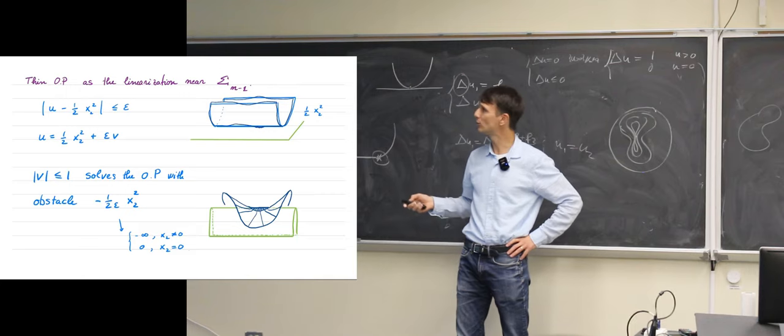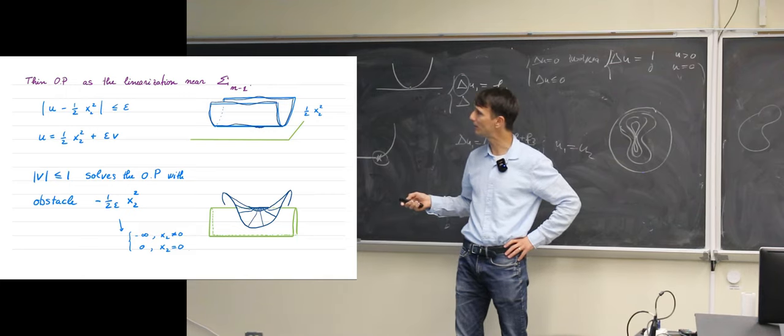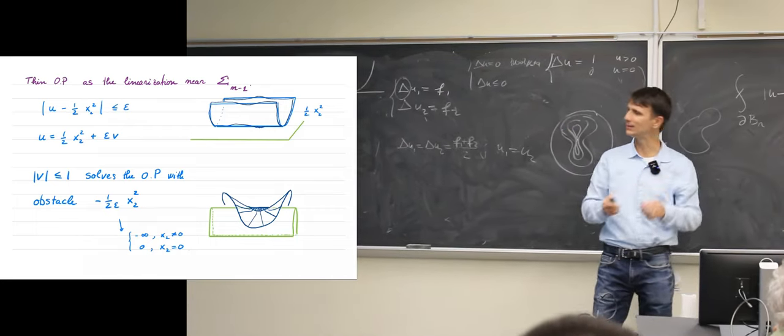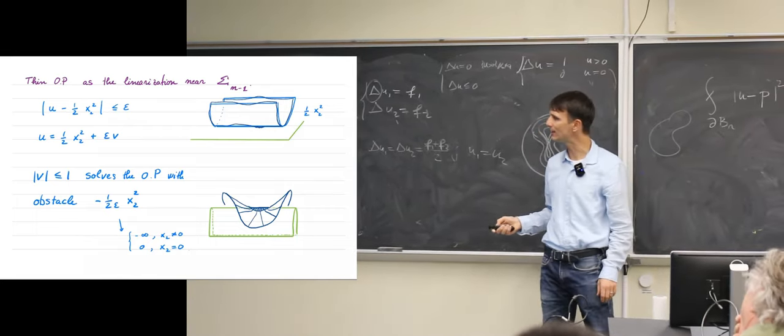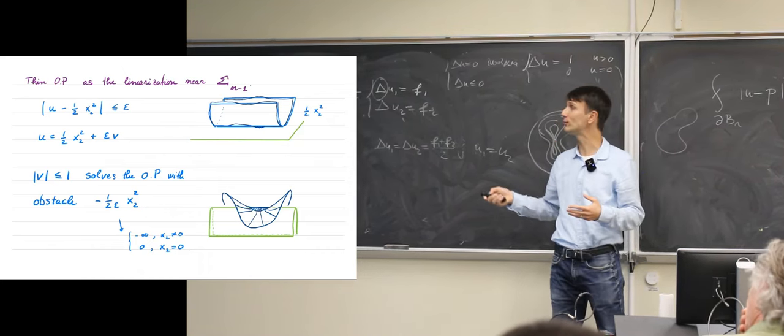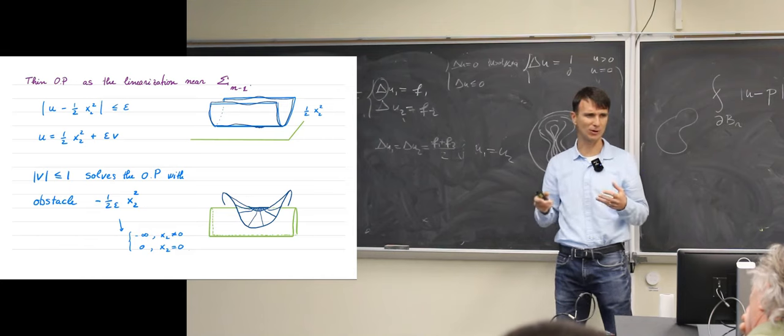Yeah? So in order to understand if I lift or I get a coincidence set and so on, I have to understand what happens in the thin obstacle problem, and that would tell me pretty much what happens in the obstacle problem as well. Yeah.